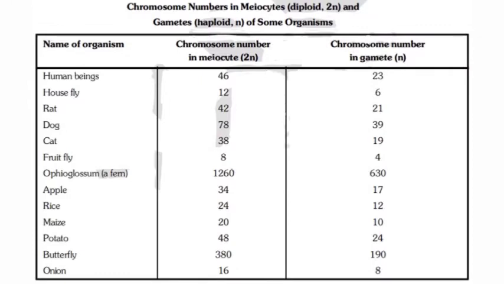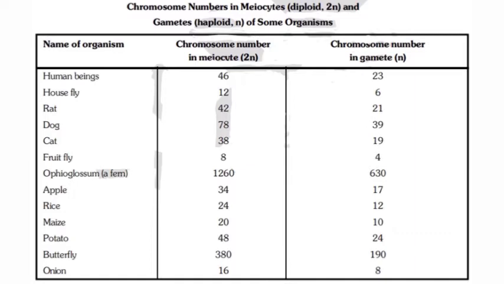Chromosome numbers in meiocytes, diploid 2n, and gametes, haploid n, of some organisms. Human beings: meiocyte 46 chromosomes, gamete 23 chromosomes. Housefly: meiocyte 12, gamete 6. Rat: meiocyte 42, gamete 21. Dog: meiocyte 78, gamete 39. Cat: meiocyte 38, gamete 19. Fruit fly: meiocyte 8, gamete 4.